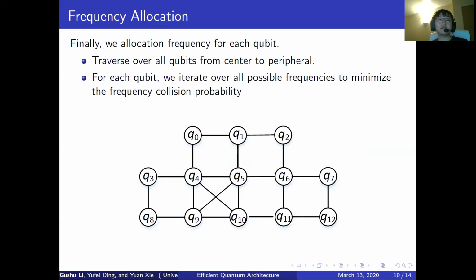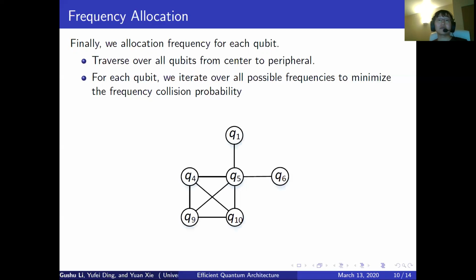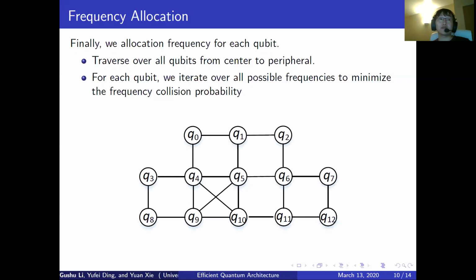We start from the center of the target design. For the example here, we start from Q5. And then we traverse all qubits from the center to the peripheral. For example, we first determine the frequencies for Q1, Q4, Q6, Q9, and Q10. They are directly connected to the center Q5. Then we go one step ahead and add more qubits like this. And finally, we will iterate over all qubits.